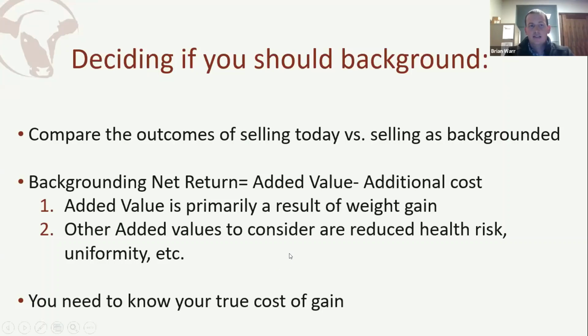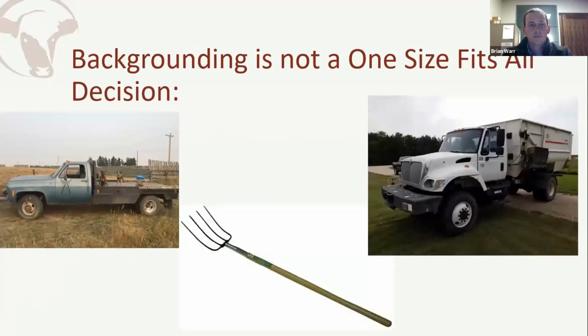Backgrounding at the end of the day is the net return from it: the added value minus the additional cost. And lots of times when we're backgrounding cattle, we think about all of the other value adds, like the reduced health risk for where we're selling them to, the uniformity in the group, and all of those things are important and they are valuable and they do add value. But the primary source of our value is weight gain, pounds win. So you need to make sure you're achieving cost-effective weight gain. Know that true cost. This is not a one-size-fits-all decision.